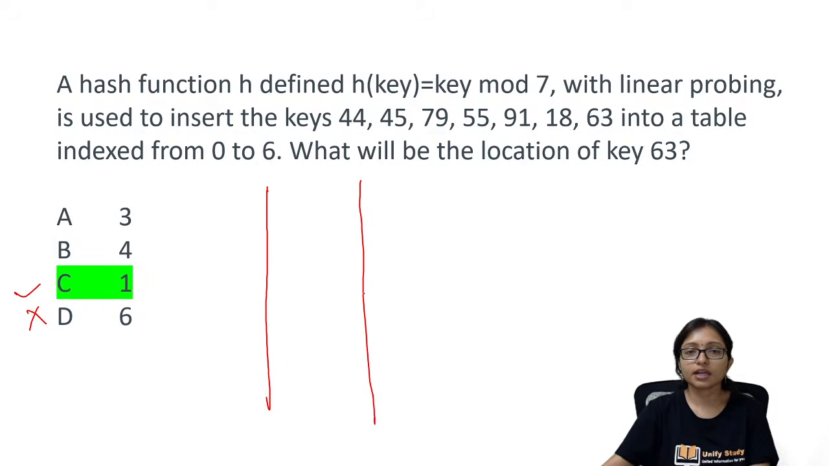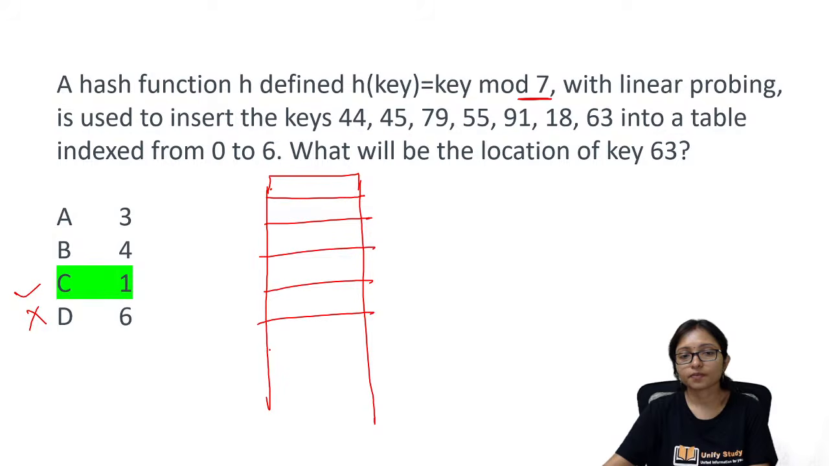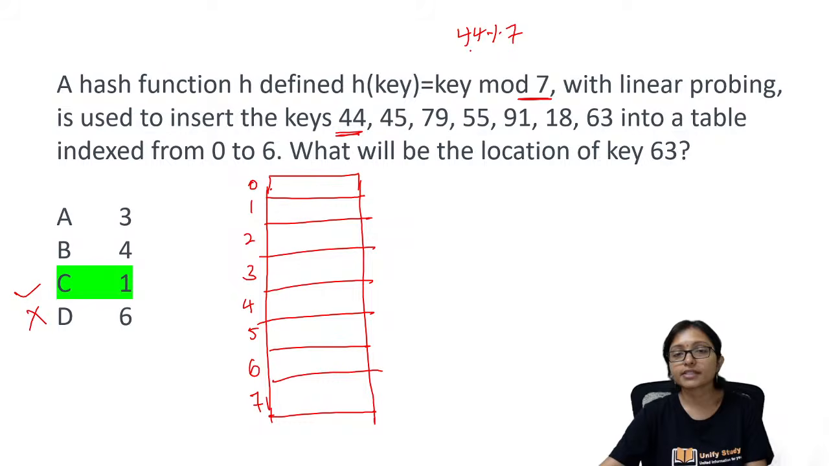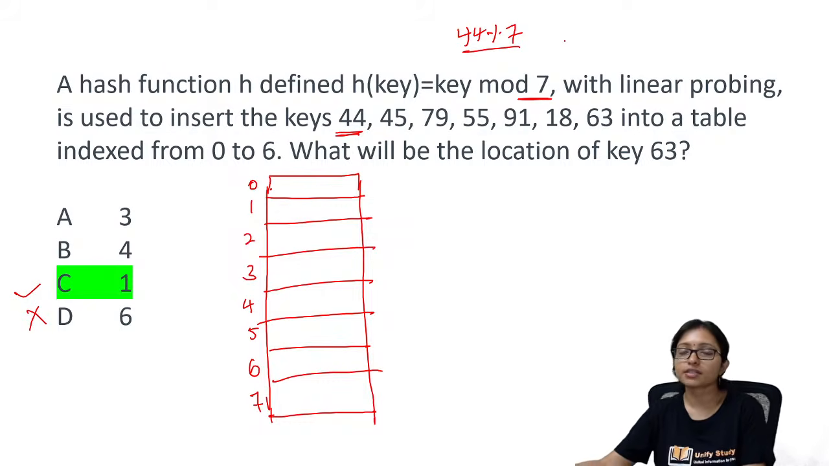Here you can see the table size is given as 7. That's why we are doing the mod 7 operation. The table has indices 0, 1, 2, 3, 4, 5, 6. Whenever we do the mod 7 operation, 44 mod 7, what to do? You divide 44 by 7. So 6 7s are 42. Here you get remainder 2.